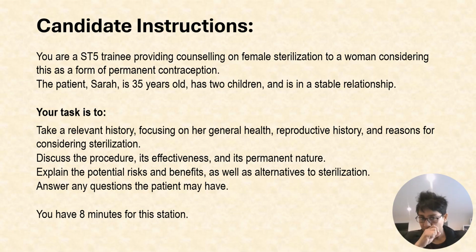So you are the ST5 trainee providing counseling on female sterilization to a woman considering this as a form of permanent contraception. You have a patient, Sarah, who is 35 years of age with 2 children and a stable relationship. Your task is to take a relevant history, consider the reasons for sterilization, discuss the procedure, its effectiveness, explain the potential risks, benefits, and the alternatives, and answer any questions that the patient might have. You have 8 minutes for this station.